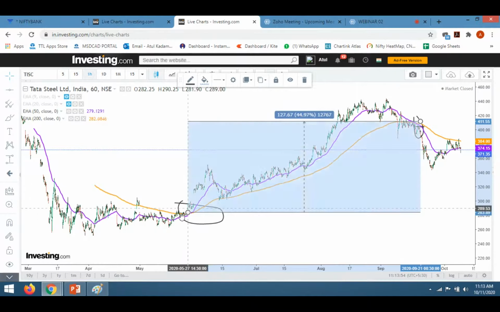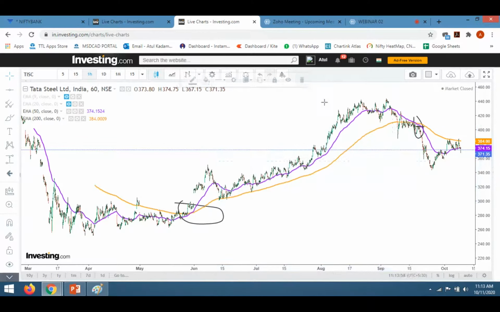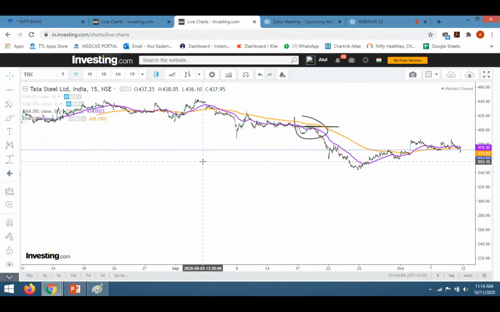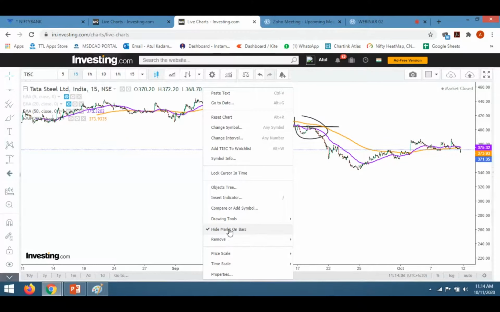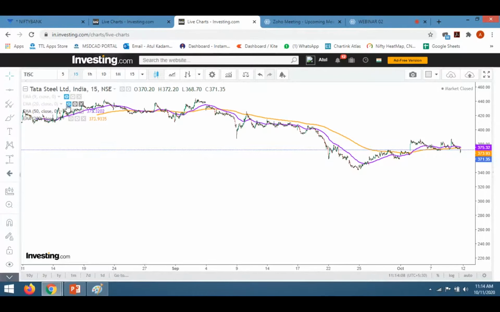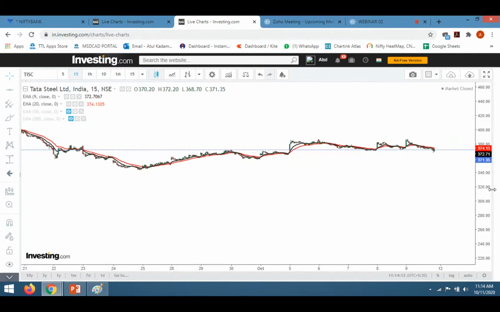And whenever you get this type of opportunity for positional, you go for it. Okay, so hope you understand how to go for positional. And for intraday I just explained where to put the stop loss. So many questions got to me in the chat box, so just a minute. So I just open my intraday EMA 9 and 20.